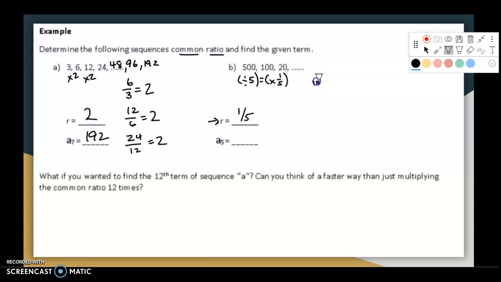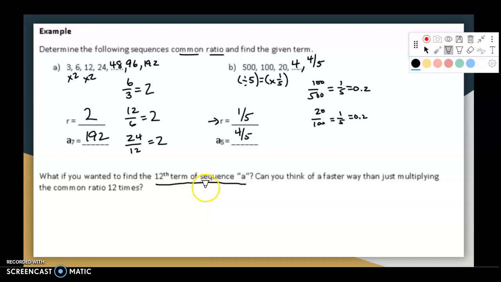Okay, so again, if you didn't know that, you could divide. Take 100 and divide by 500. You would get 1/5, or 0.2. Take 20, divide by 100. You would get 1/5, or 0.2. So that's your common ratio, 1/5. For A5, I'd have to keep multiplying by 1/5, or dividing by 5. It's the same thing. I would get 4, and then I'd get 4/5. So A5 is 4/5.